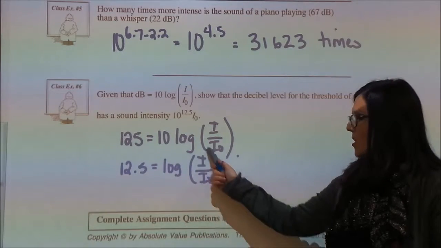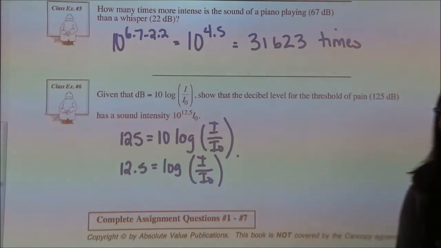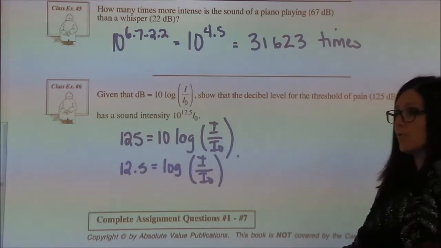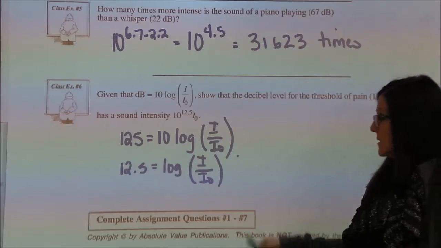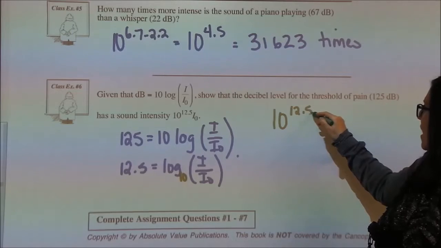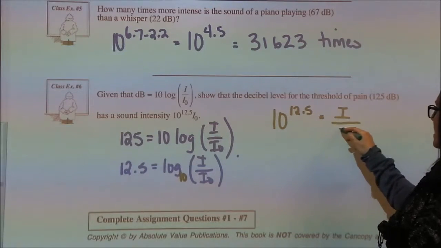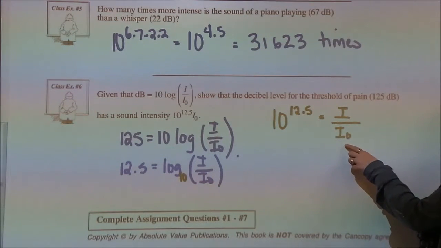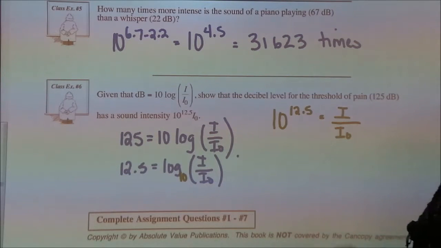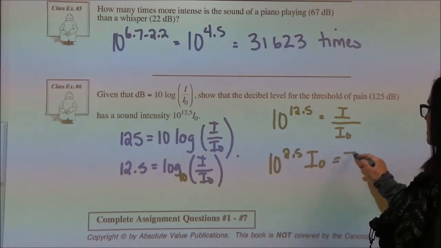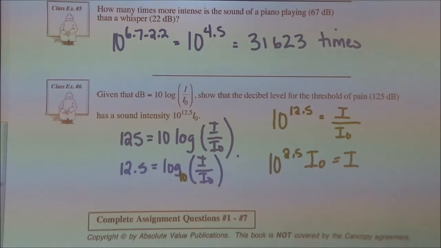So this part here in the brackets is linked to the log. How do I separate it out? Exponential form. What's the base? 10. So I get 10 to the power of 12.5 equals intensity divided by the initial intensity. How do I isolate for I? How do I get rid of the initial intensity? Multiply. Oh, yep.